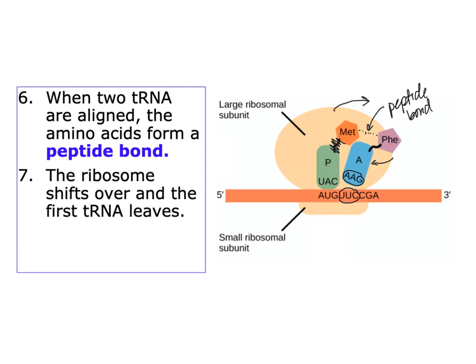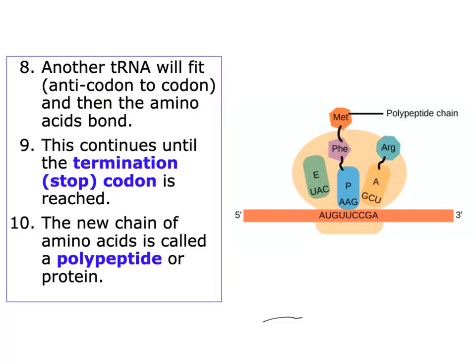Now, as it does that, this tRNA becomes less stable and begins to move out, leaving its amino acid bonded to the amino acid on the second tRNA. We can see this very clearly in this diagram. You can see that this tRNA is moving its way out and then no longer has an amino acid attached to it, but the second tRNA now has two amino acids attached together. This is the beginning of a polypeptide chain.